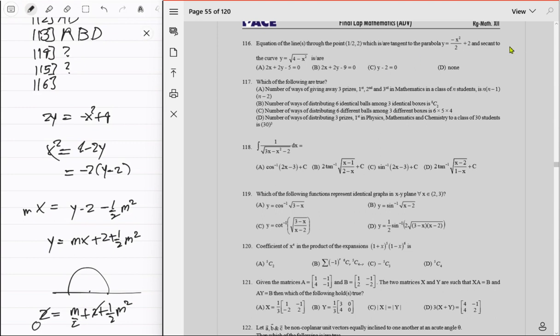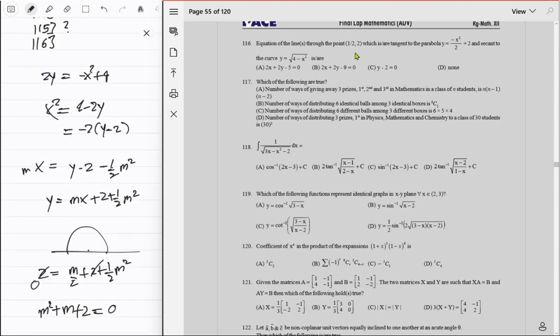If we need a tangent, I simplified 2y = -x² + 4, so x² = 4 - 2y, which is -2 times (y - 2). So x equals, in this case, y - 2, plus a t², and a is -1/2, and in place of t I have put m. This should have worked. Why didn't it work?